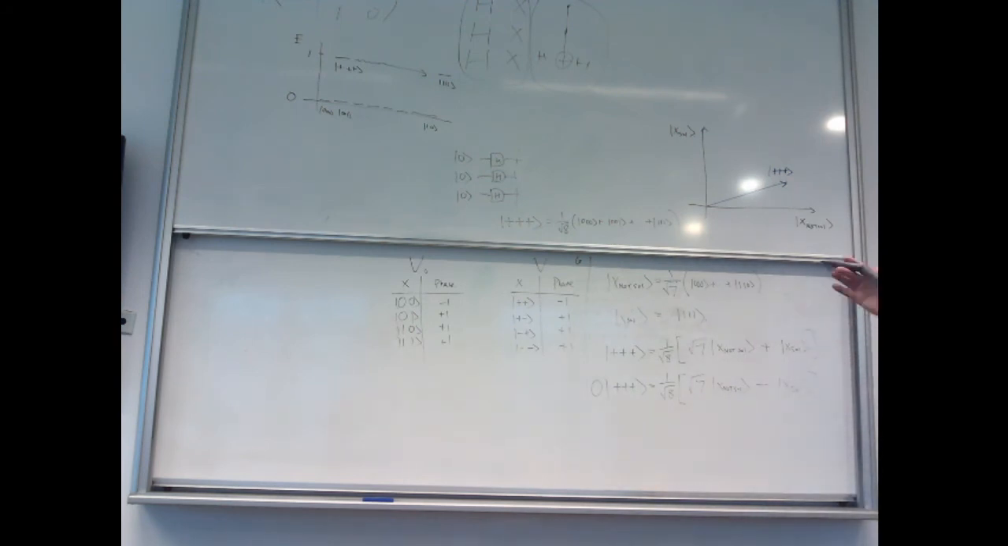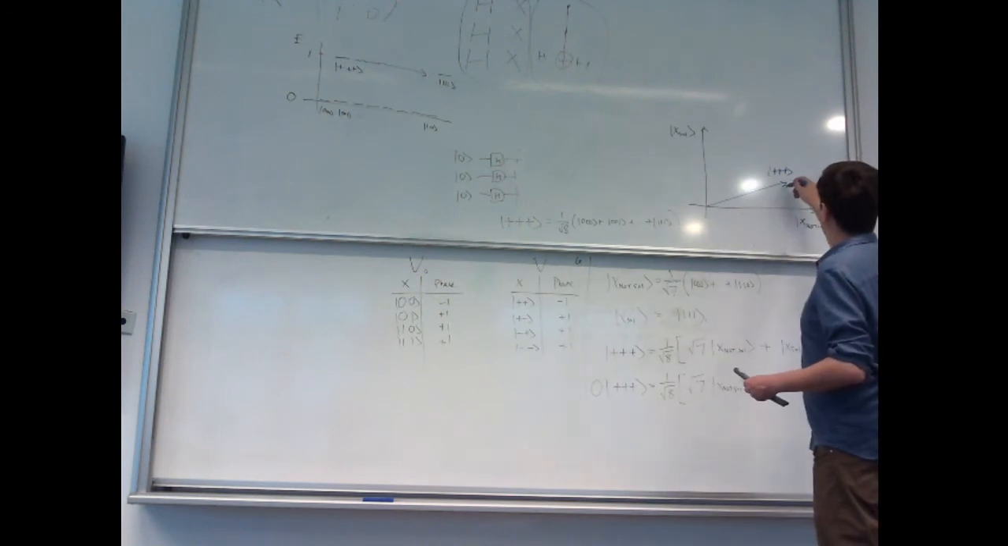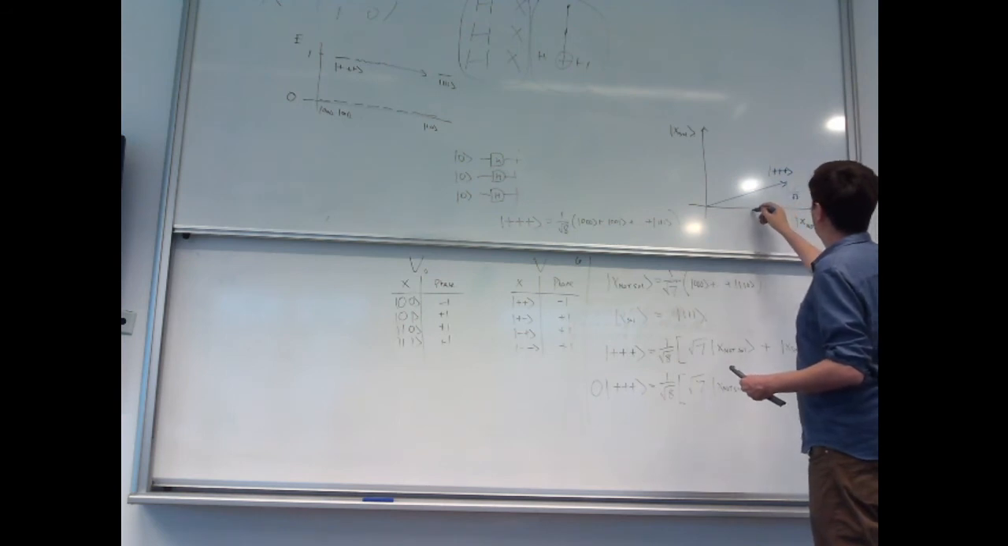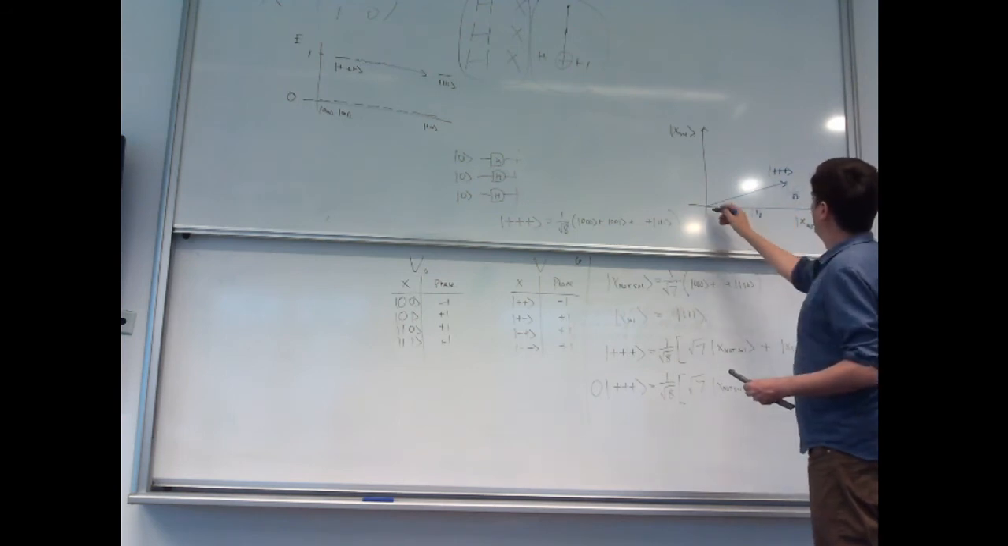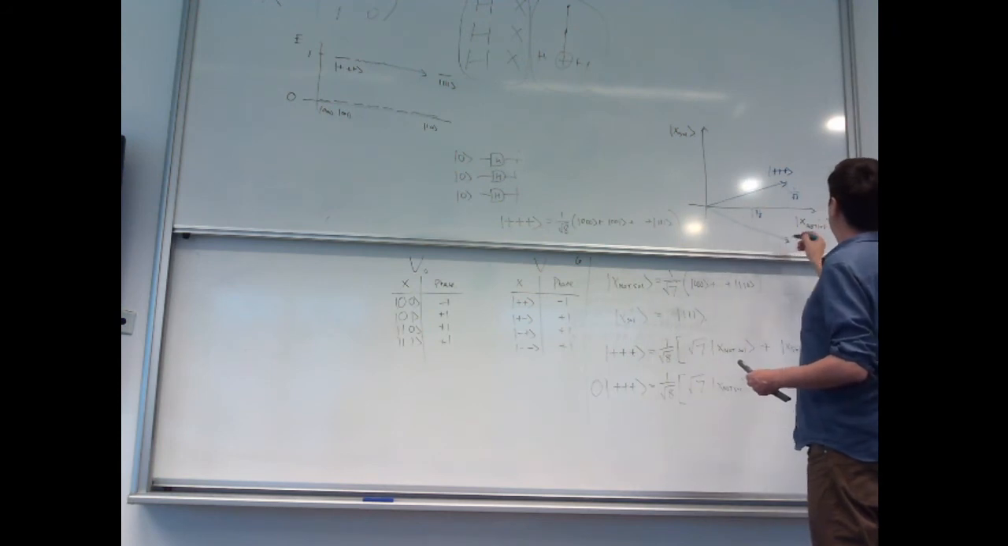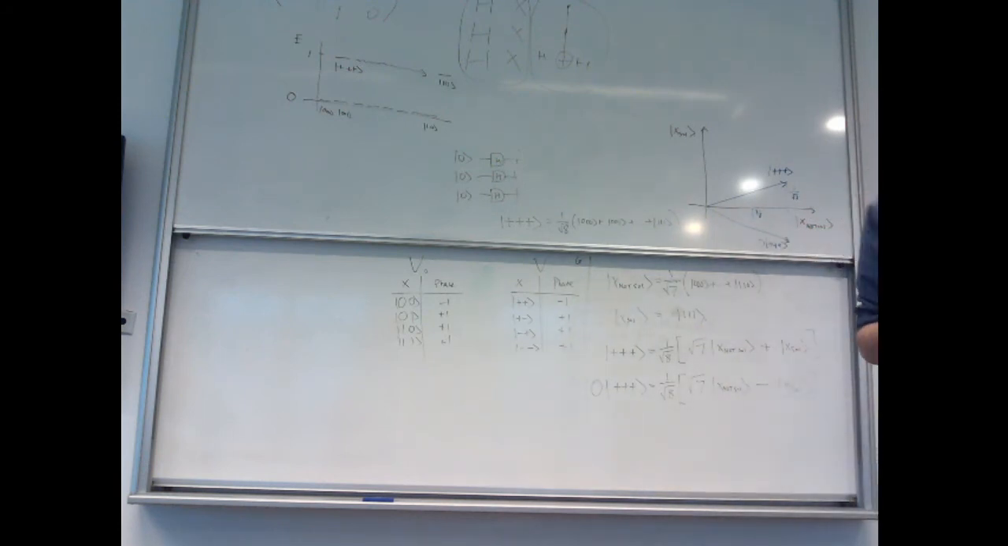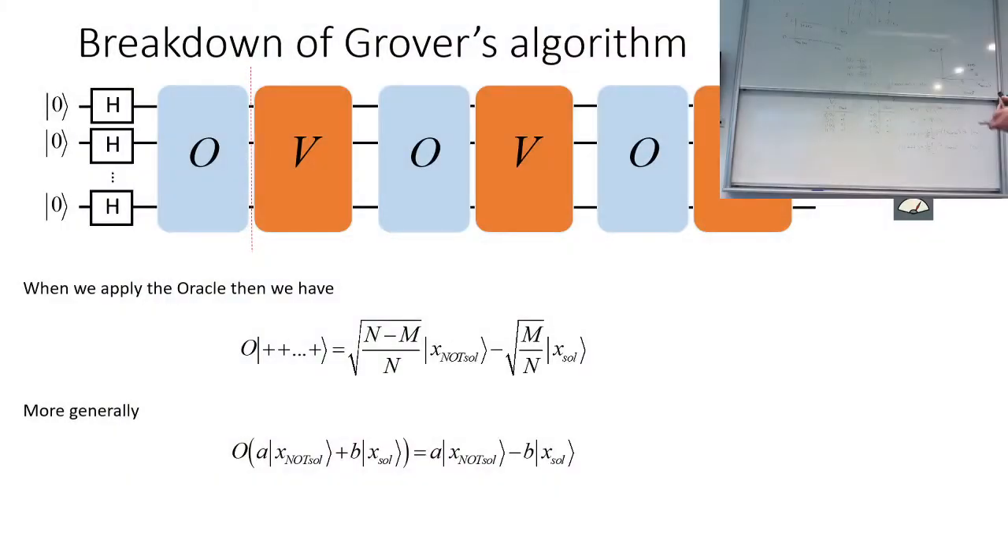And then one application of the oracle, what it does is, and so in this triangle, just so that we've got everything clear, this is root 7 on 8. And then one application of the oracle will bring it down below this axis here. Okay, so that's where we're up to at the moment. We've applied the oracle once. Okay, now let's think of what this V is going to do.